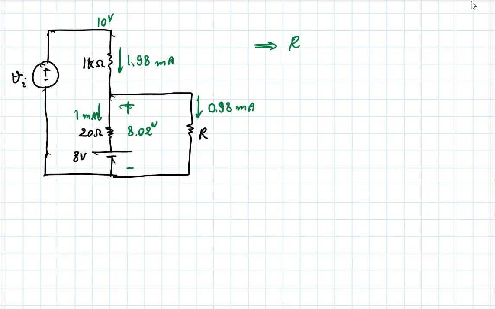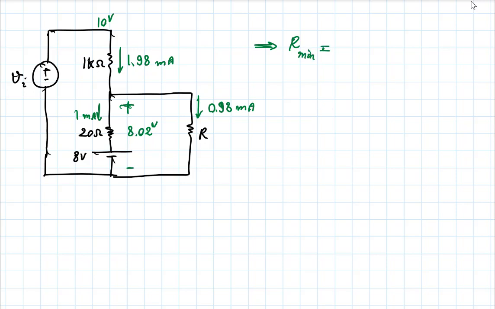I want that current not to go above 0.98 milliamps. So does that give me the minimum or maximum of R? I want the current to be lower than that, so I want the resistor to be higher than this, right?